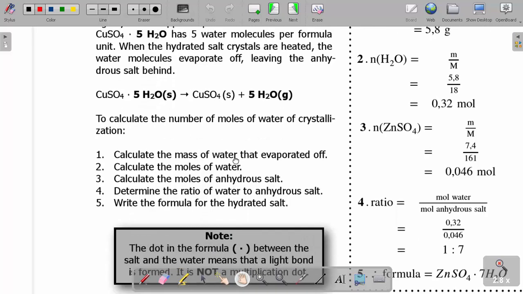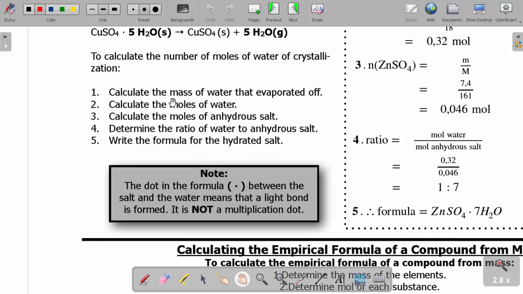To calculate the number of moles of water of crystallization, we have steps which we follow. Number one, you calculate the mass of the water that evaporated off, then calculate the moles of water, then calculate the moles of the anhydrous salt, then determine the ratio of the water to anhydrous salt, then write the formula for the hydrated salt. Note that the dot in the formula between the salt and the water means that a weak bond is formed. It is not a multiplication dot.